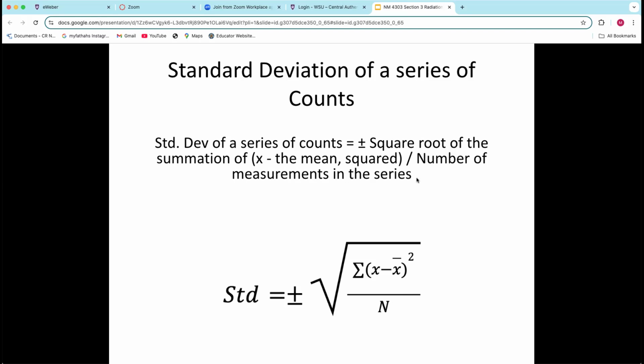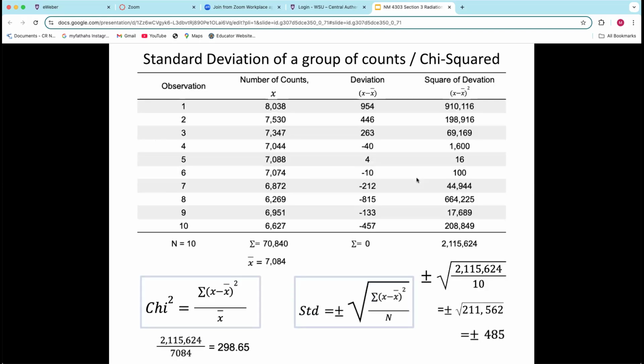So they would do that to perform tests. The reason I brought that up is because there's something similar we're going to look at when we talk about something called chi-square. First, I actually went through and did the math on a set of counts using that standard deviation, and I'll show you that first.